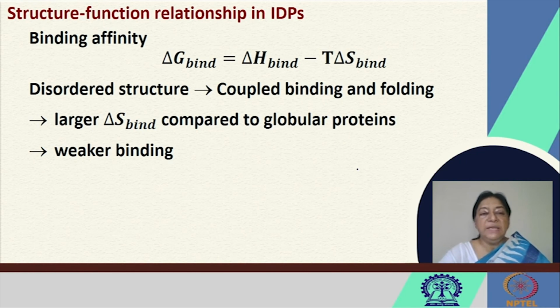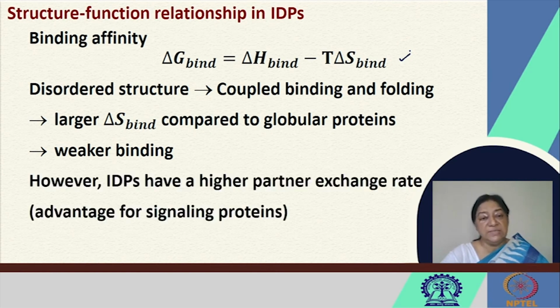So if we look at the binding affinity, we have a delta G bind that is equal to the delta H bind minus the T delta S bind. Now, given that this is a disordered structure and when binding does occur, the binding and folding in this case is coupled. So there is a larger delta S binding compared to globular proteins, but the binding is weaker in this sense. However, IDPs have a higher partner exchange rate. Now, this is useful for signaling proteins.